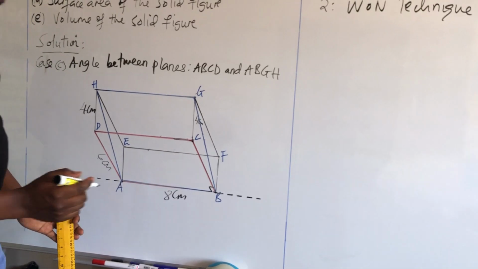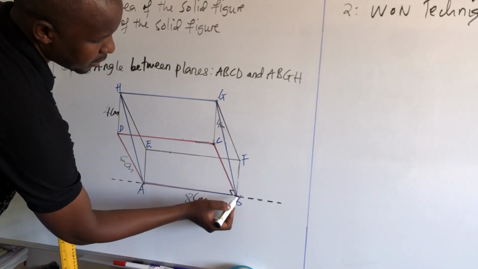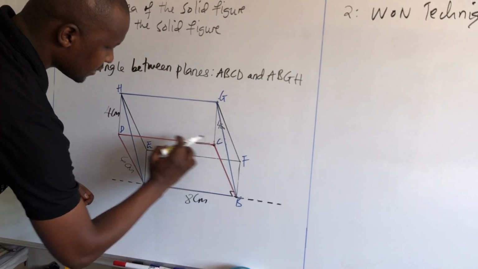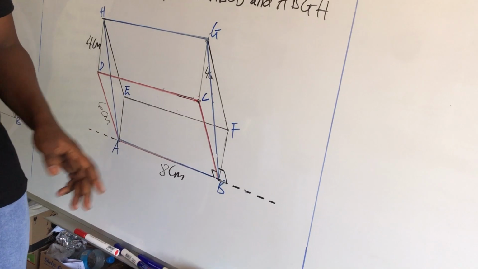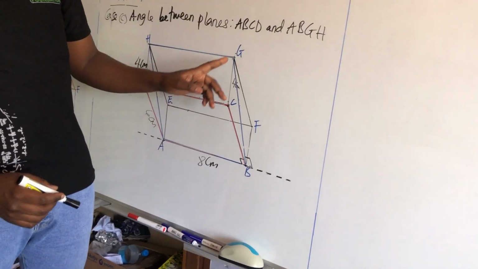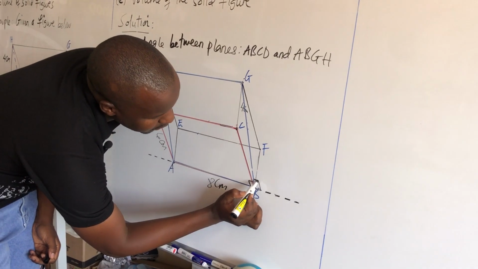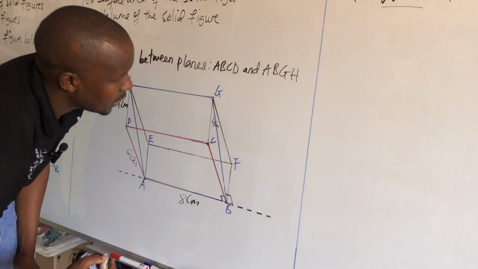So what next? This will be the first perpendicular line, BC or CB, to the line of intersection at B in plane 1, ABCD. Now we'll have the second perpendicular line from the plane ABGH, which is GB. As you can see here, it is perpendicular to the line of intersection at point B.